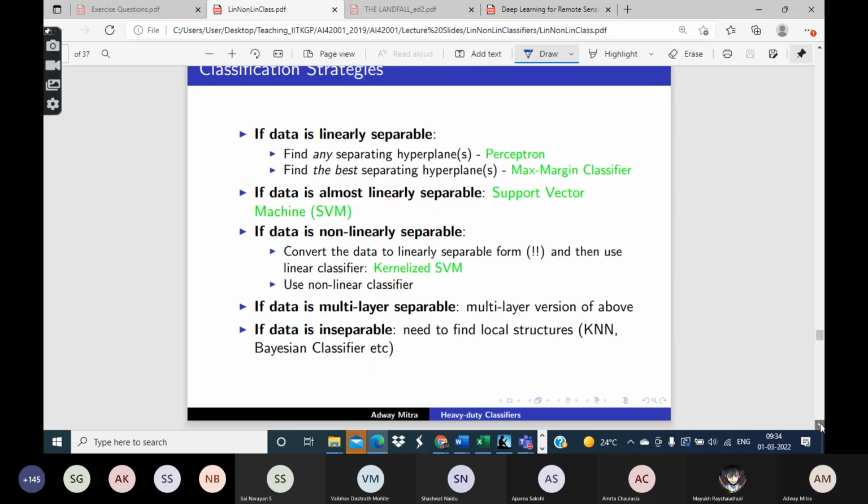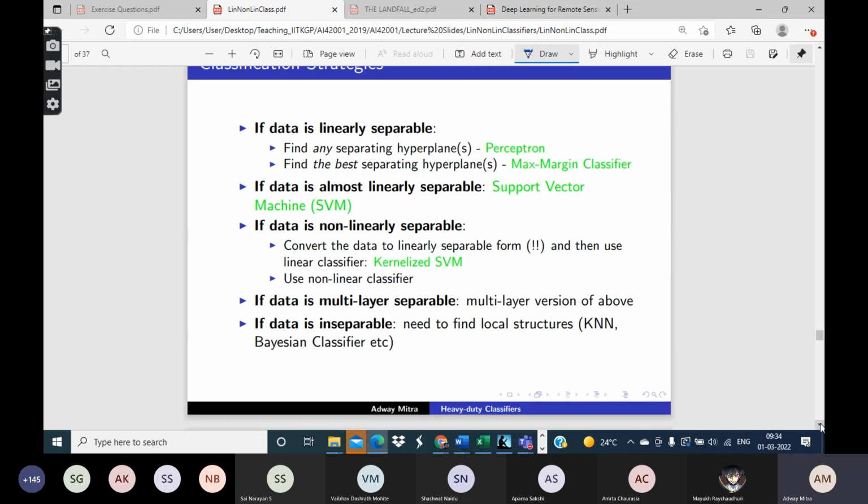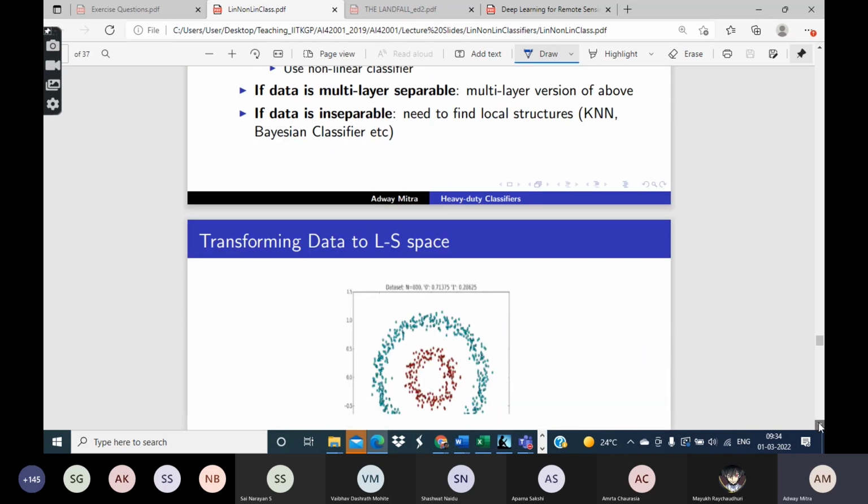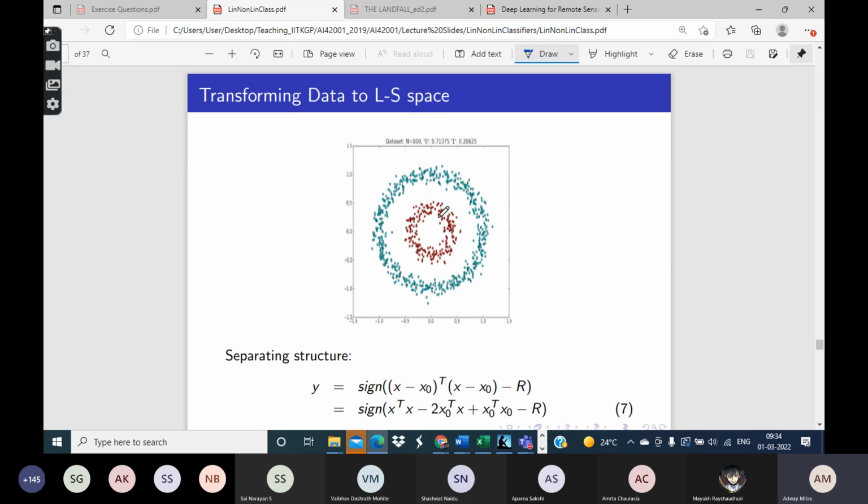Now let us come to another situation where the data is non-linearly separable. So what does this mean? This means that there is no linear structure which can separate the two classes of the data. That is, it's useless to go for the soft margin formulation also.